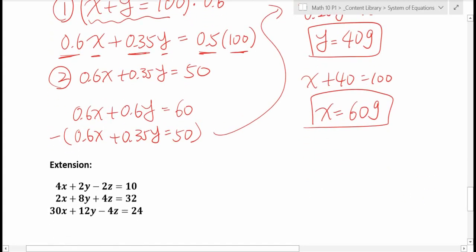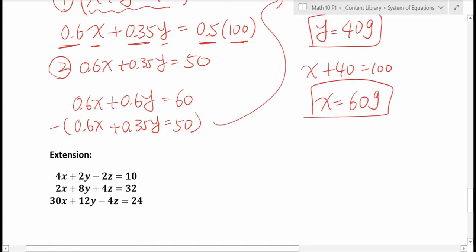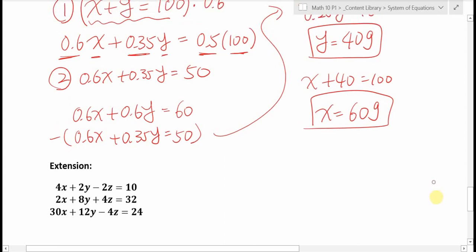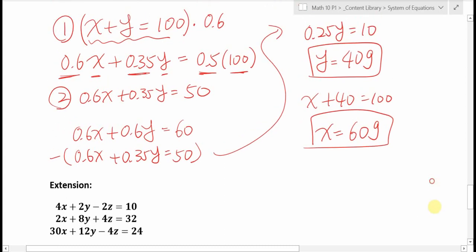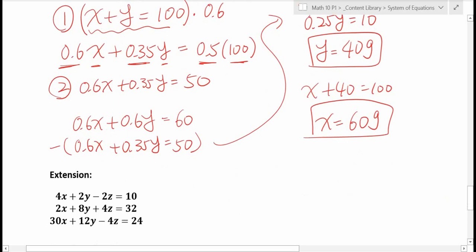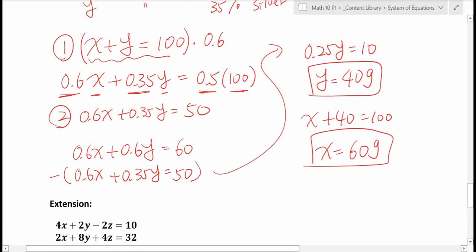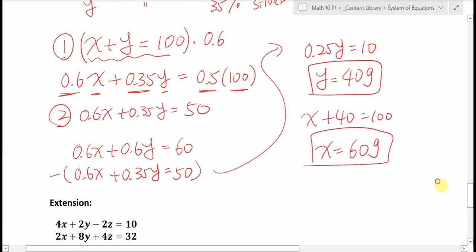I do have an extension question for you to do here. I mean, it now has 3 variables, so a little bit more challenging. I'm actually not going to go over that. If you're interested, please come see me and I'll show you. But I don't think I will go over that question right here.